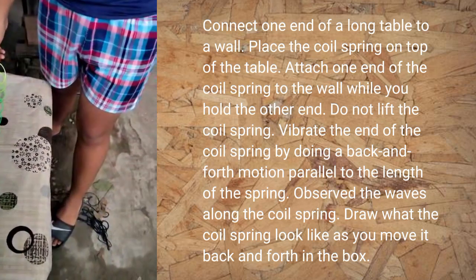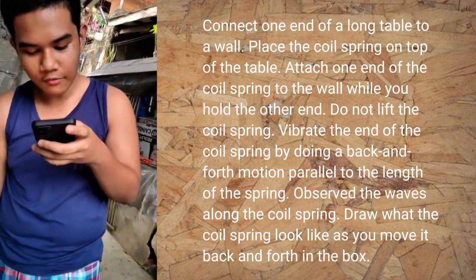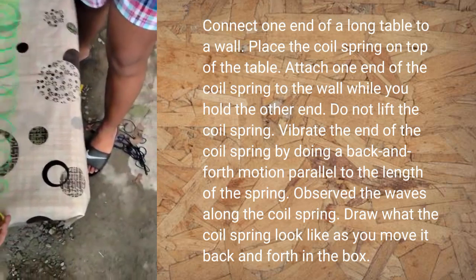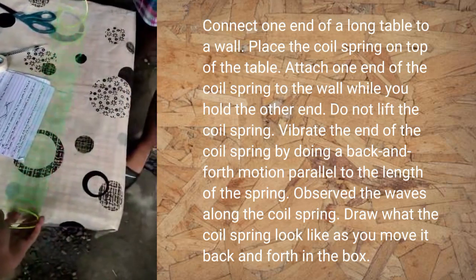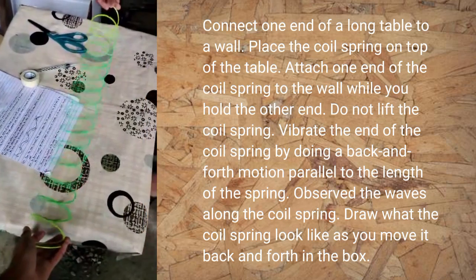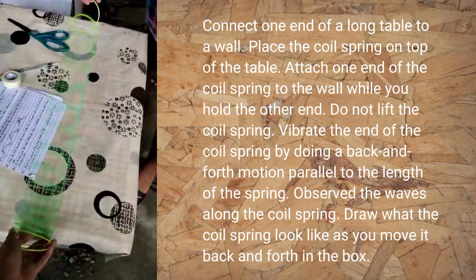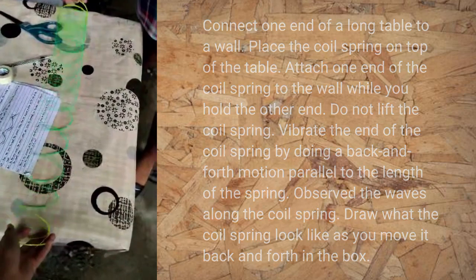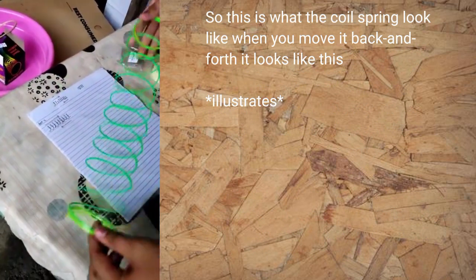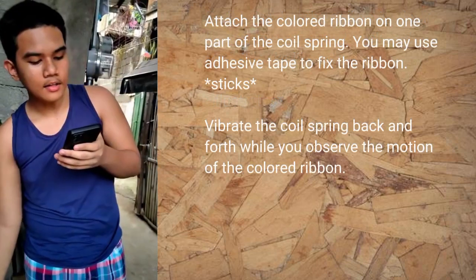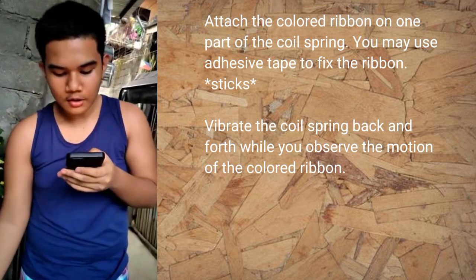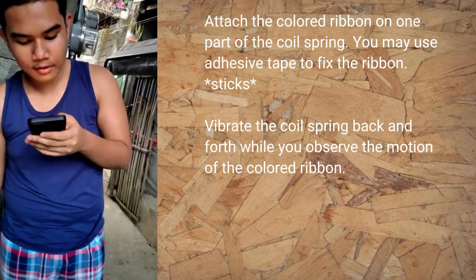Vibrate the end of the coil while the spring is doing a back and forth motion along the length of the spring. Then stop. Observe the waves along the coil spring. Draw what the coil spring looks like as you move it back and forth. So, this is what the coil spring looks like when you move it back and forth. Attach the colored ribbon to one part of the coil spring. You may use adhesive tape to fix the ribbon.